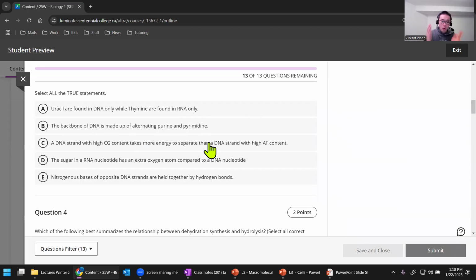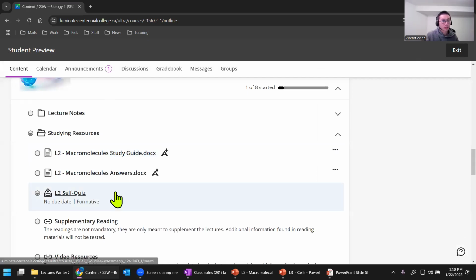And like I said, it's okay to have a help sheet next to you, but don't have your whole binder in front of you. You won't have time to flip through your notes. You only have like 15 minutes, right? So there you go. And these self-quizzes you can do as many times as you want to practice before the test.